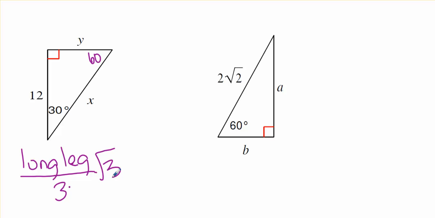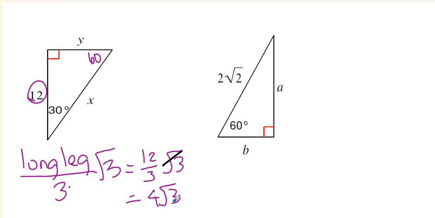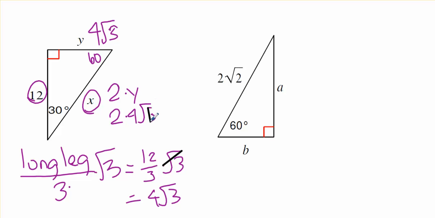So if our long leg is 12, then we're going to sub that in. So it's going to be 12 divided by 3 times the square root of 3. And since 12 divided by 3 reduces down to 4, we get 4 times the square root of 3. So our short leg is 4 times the square root of 3. The hypotenuse is always 2 times the short leg. So it's going to be 2 times y, which is going to be 2 times 4 times the square root of 3.